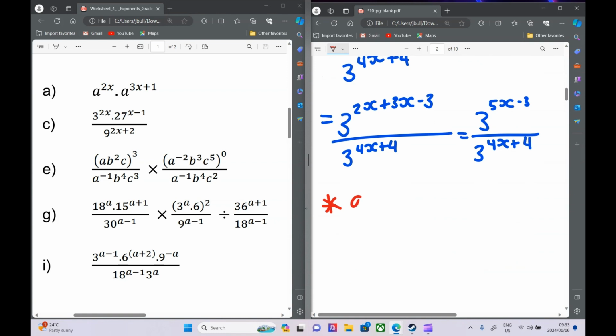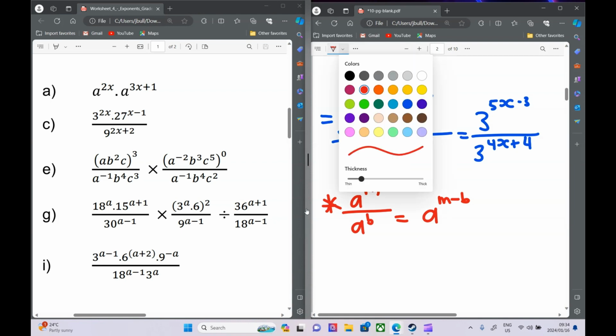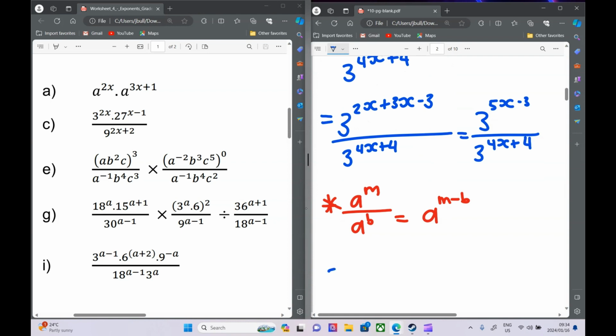So if I had a to the m divided by a to the b, what I can do with the exponents then is I can subtract them. So I can say the top exponent take away the bottom exponent. And that's exactly what I'm going to do here in this one. So I'm going to say then 3 to the 5x minus 3, I'm going to subtract this bottom exponent now. So you subtract 4x plus 4.